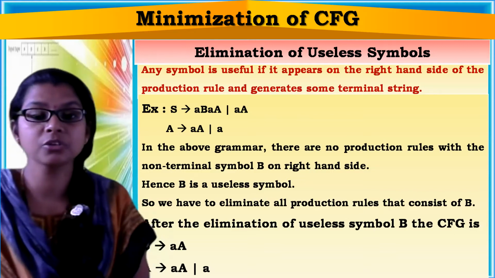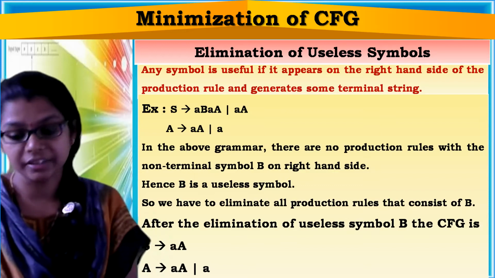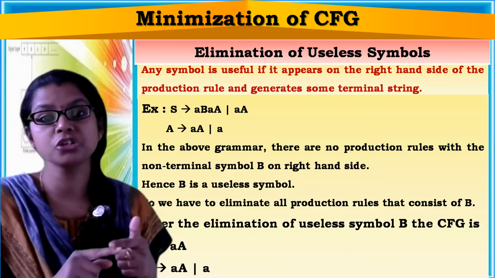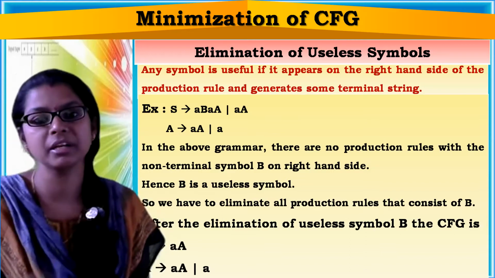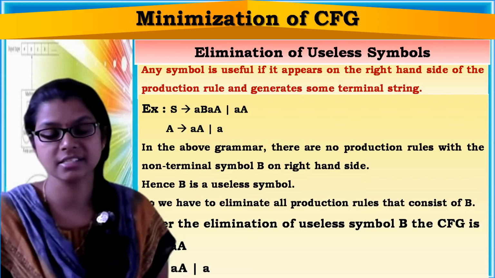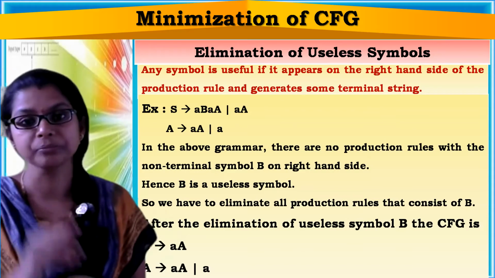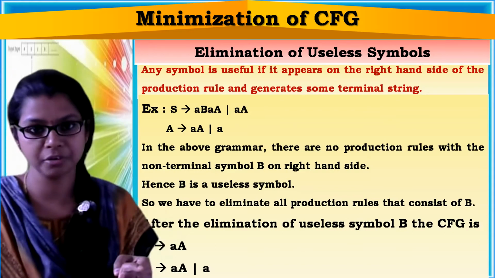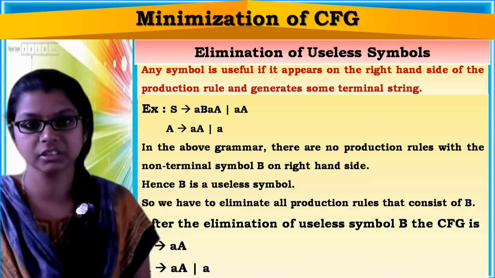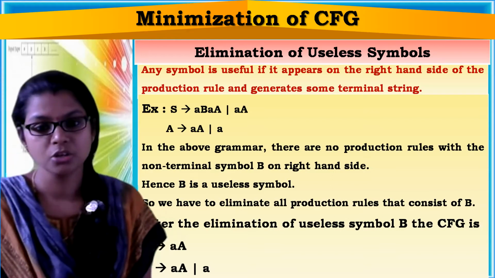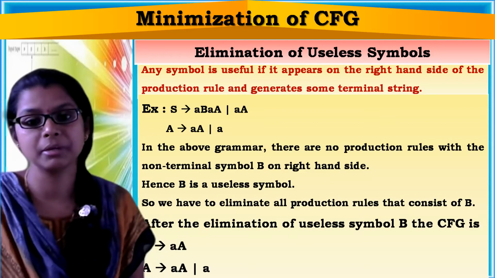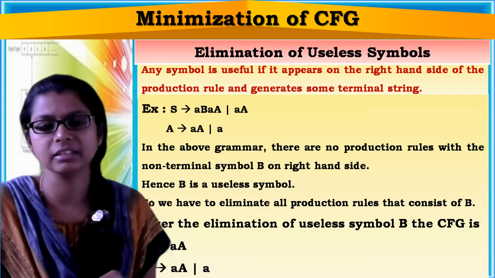You have to remember one more thing. Even if a symbol appears on the right hand side of a production rule, it should generate a terminal string, because as I said, a symbol is useful if it appears on the right hand side of a production rule and generates some terminal string. Now let's see one more example regarding this.